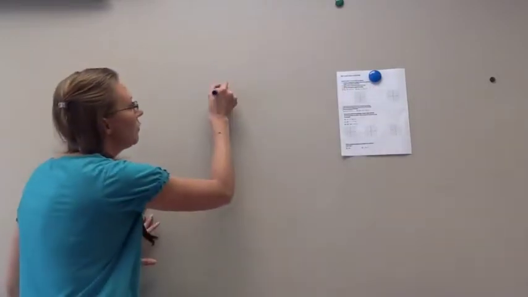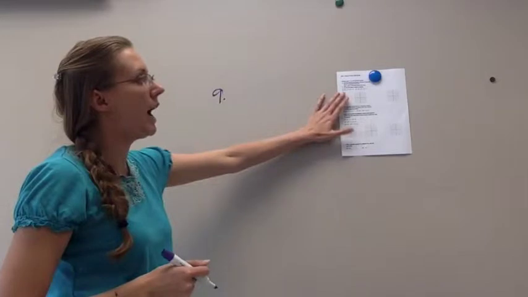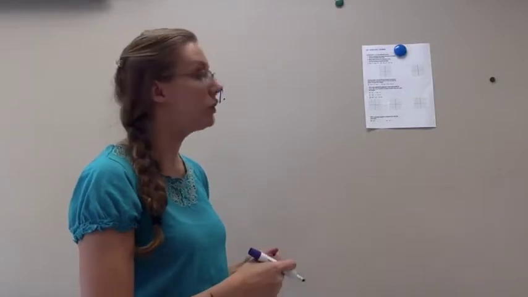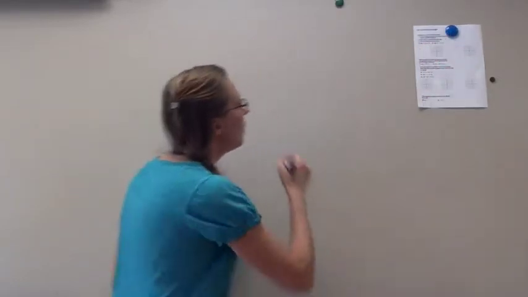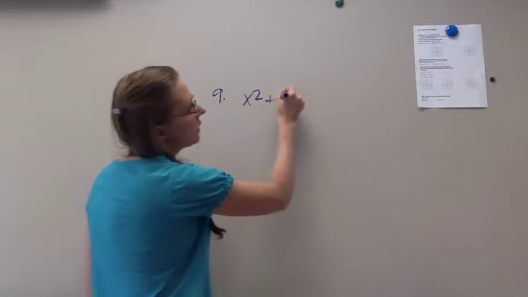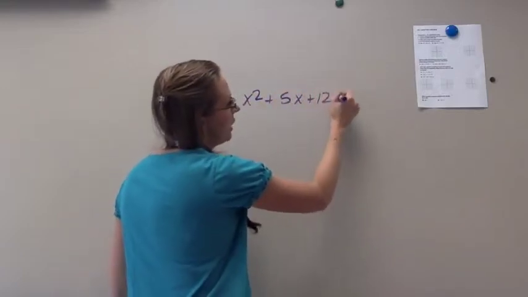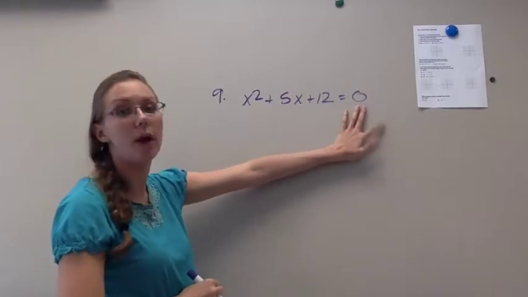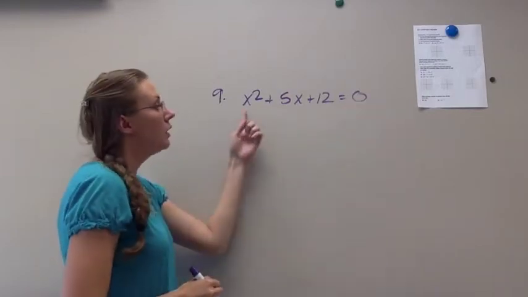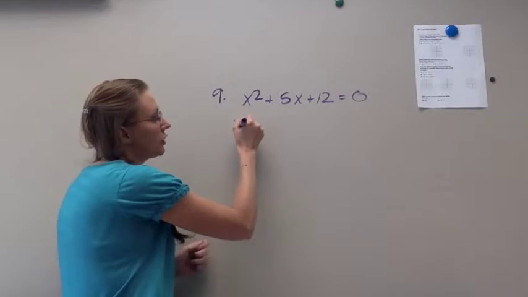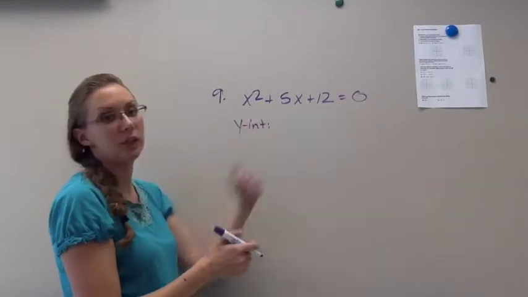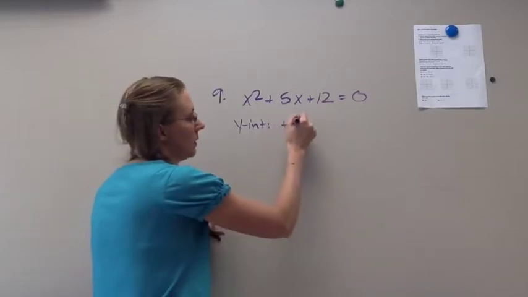So as we solve 9, really what we're going to do is we're just going to graph this equation, okay? We're going to find our y-intercept, our axis of symmetry, and our vertex. Those are the first things we did in this unit when we started. So we have x squared plus 5x plus 12 equals 0, or f of x. Again, we can set f of x equal to 0 or y, whatever you prefer working with. To graph this, we first want to get our y-intercept, which is very easy. Our y-intercept is plus 12. It's always our c.